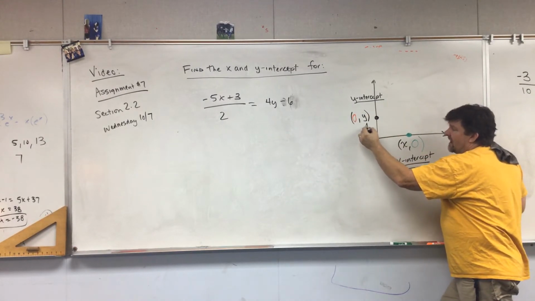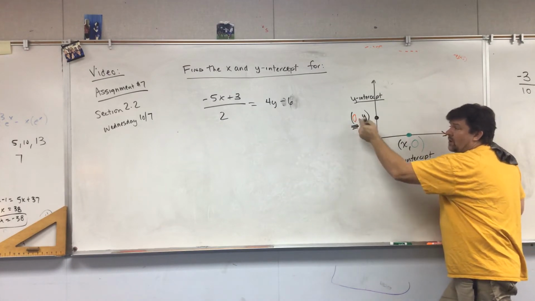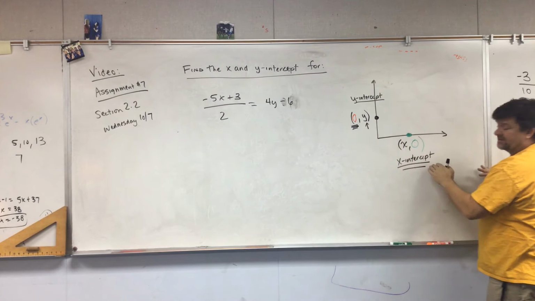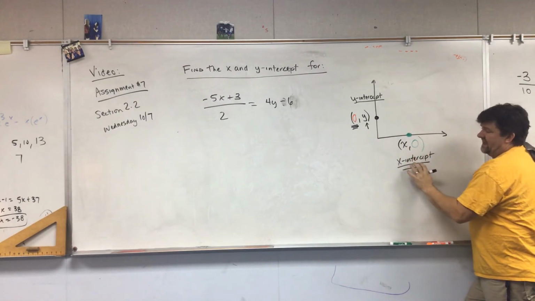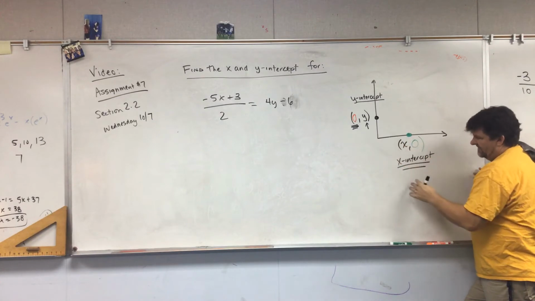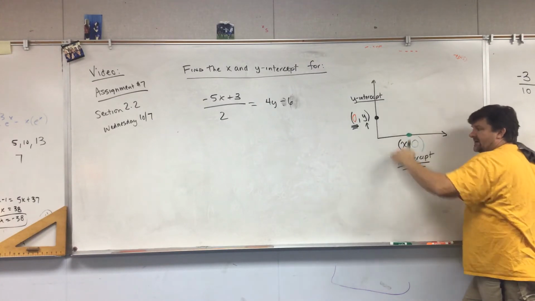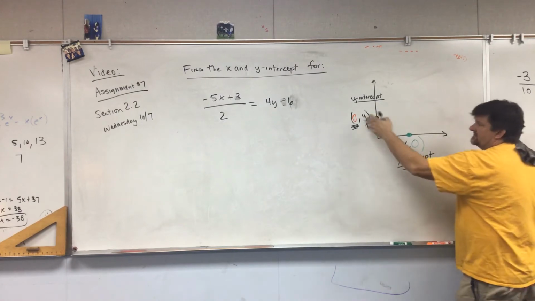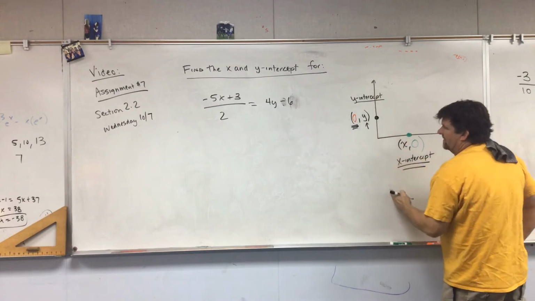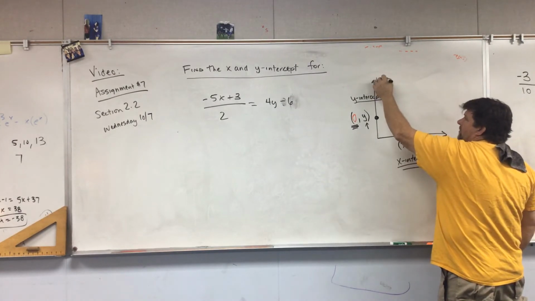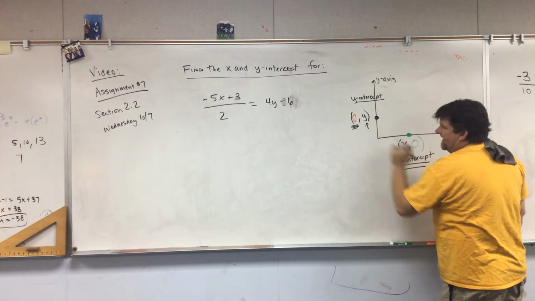You always have a y value for the y-intercept, but your x is always 0. And then if you look at the x-intercept graphically, you always have an x value for the x-intercept, so x equals whatever, but your y is always 0 because you're not traveling up or down, you're staying right here. Same thing with the x-intercept, you're not moving left or right, you're staying right here on the x-axis. So since I'm staying only on the y-axis, my x equals 0.